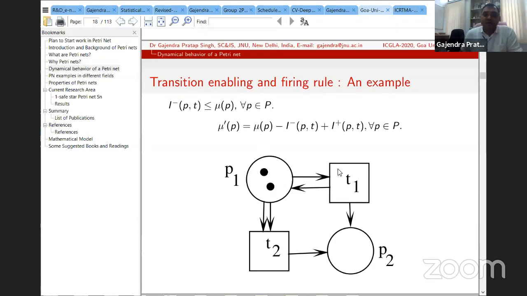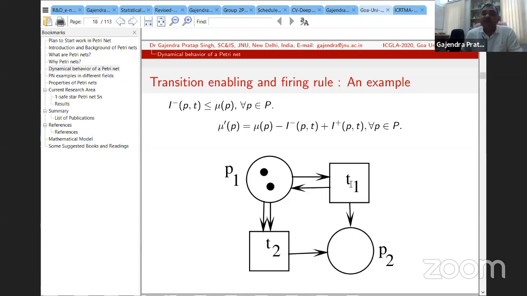With respect to the transition T1, the arc from place P1 to transition T1 is 1, and the number of tokens in that particular place is 2. 1 is less than or equal to 2. That means transition T1 is enabled. That means the transition is enabled and may fire.